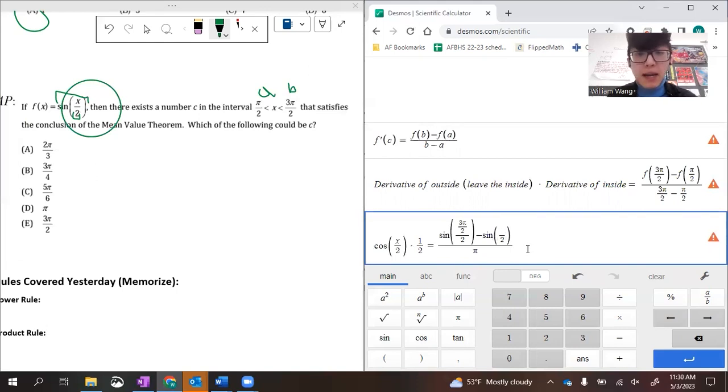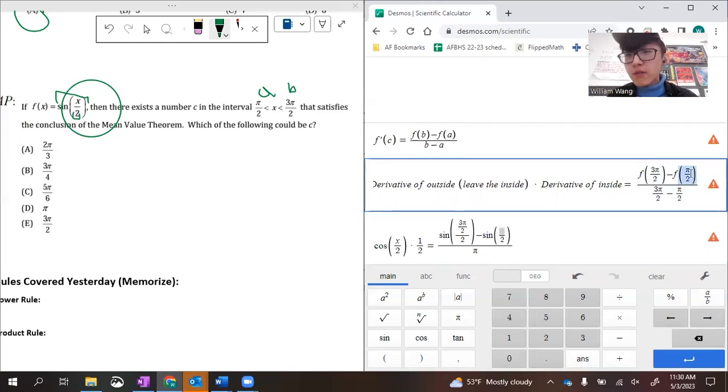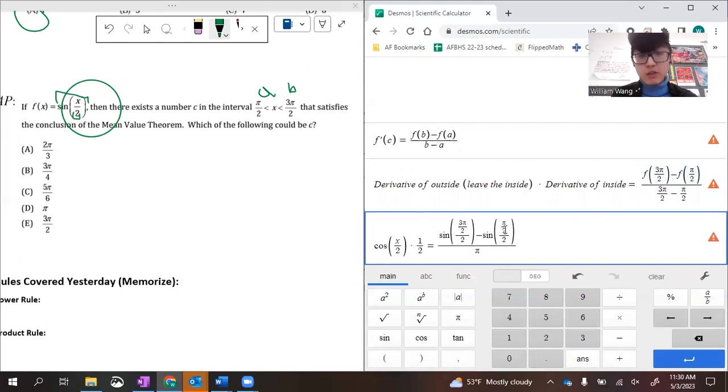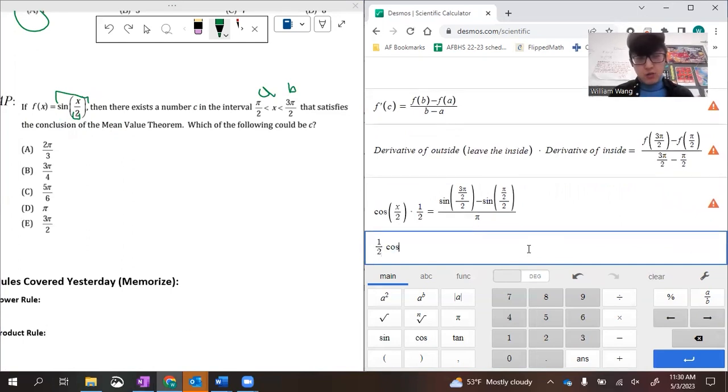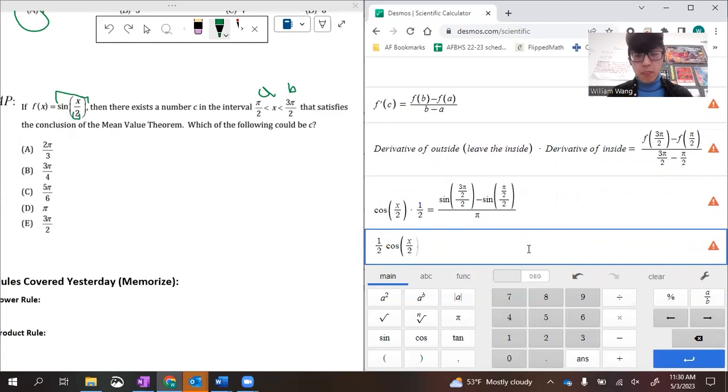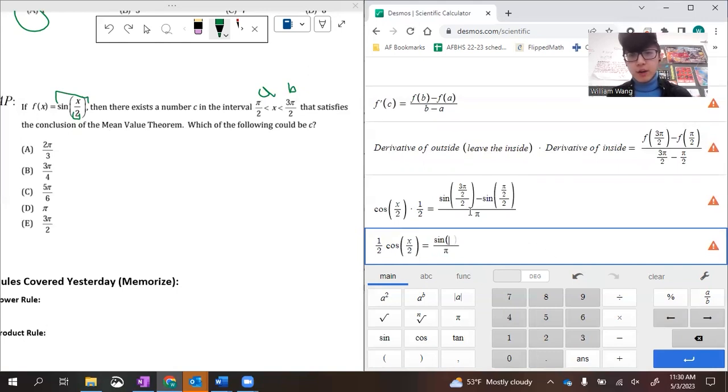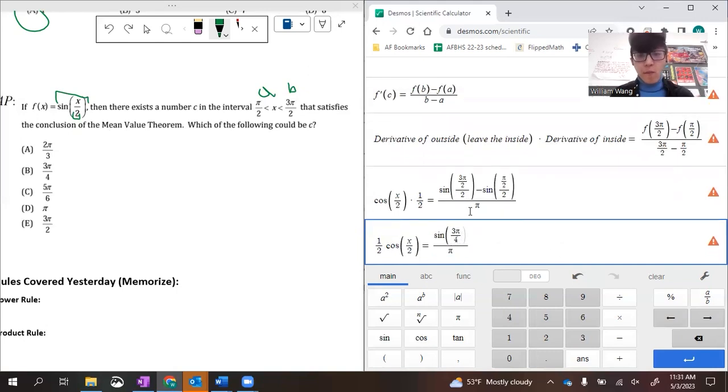Okay, minus sine of, well, I'm plugging in pi over 2 here, right? So it's going to be pi over 2. Then I have to divide by 2 again. All right, so let's simplify this to make it cleaner. Okay, so it's really 1/2 cosine of x over 2 is equal to, I'll still divide by pi. This is sine of 3 pi over 2 divided by 2 again. That's 3 pi over 4 minus sine of pi over 4.